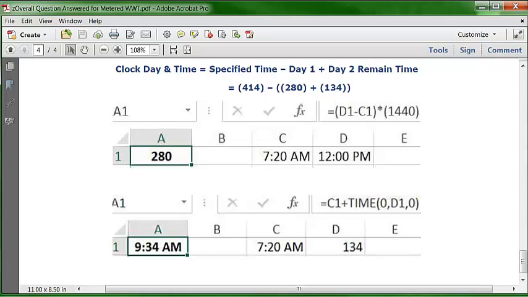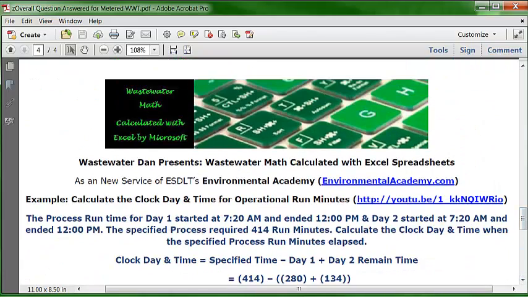And then the next thing I wanted to do, I wanted to figure out at what time the remaining 134 minutes, 414 minus 280 is 134, at what clock time did the 134 minutes elapse. And this bottom formula in here is what we use to calculate the additional 134 minutes after starting at 7:20 a.m. So that's the answer. 9:34 a.m. on day 2 is when the wastewater would have pumped all the way through the 4 tanks and would have entered the clarifier.